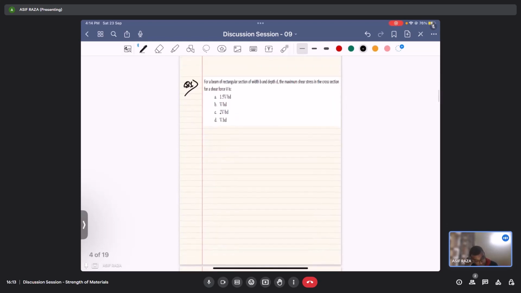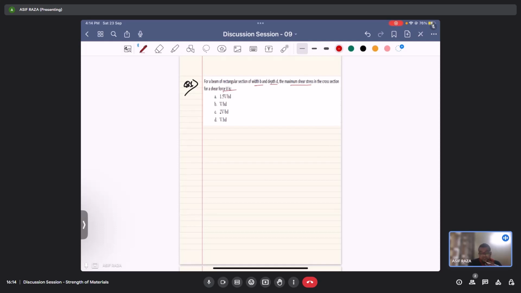That will help you to solve assignment number 9. This first question is a quick review of the assignment number 8 question. For a beam of rectangular section of width B and depth D, the maximum shear stress in the cross section for a shear force V is: option A, 1.5V upon BD; option B, V upon BD; option C, 2V upon BD; and option D, V times BD.